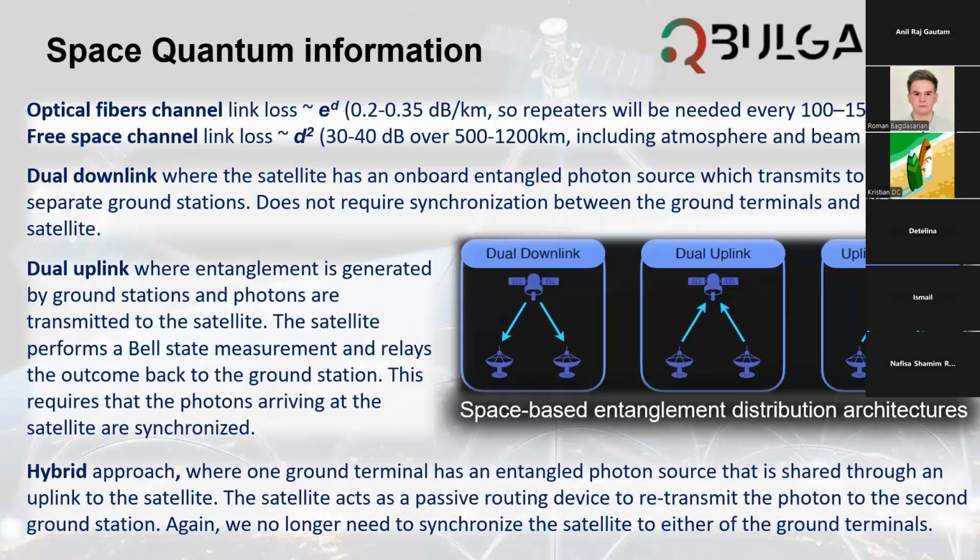So this synchronization is a real challenge. But there are such experiments. They are successful, even hard, but successful. The third way is a hybrid approach, where one ground terminal transmits the photons to the satellite, and the satellite acts like a passive routing device to retransmit the photon to the second ground station. Again, we don't need synchronization between the satellite and the ground stations. Probably synchronization between the ground stations is needed in this case.